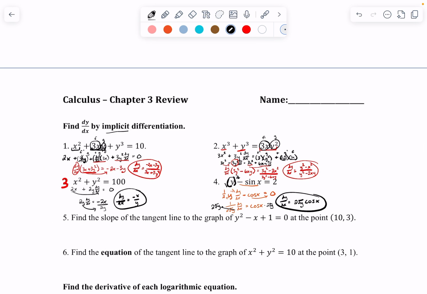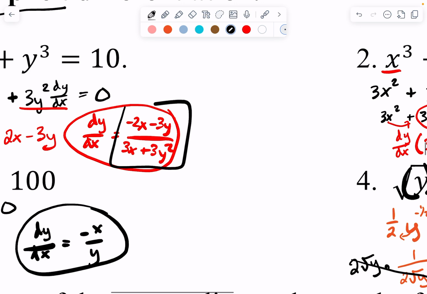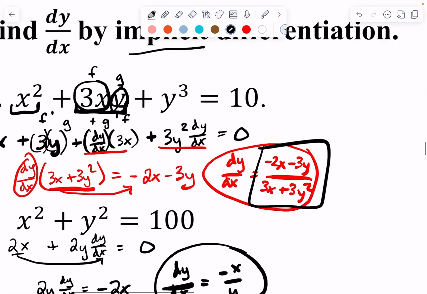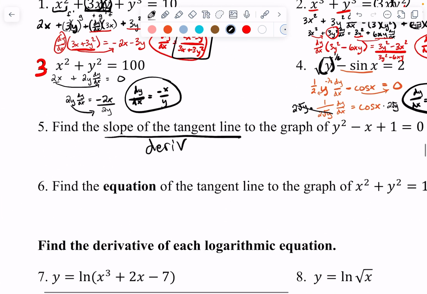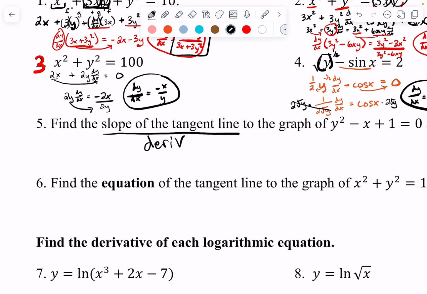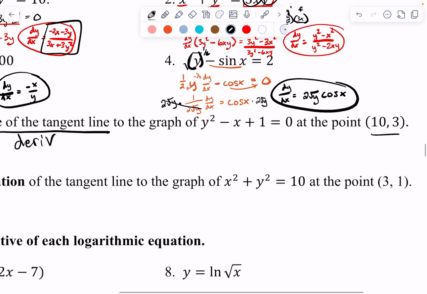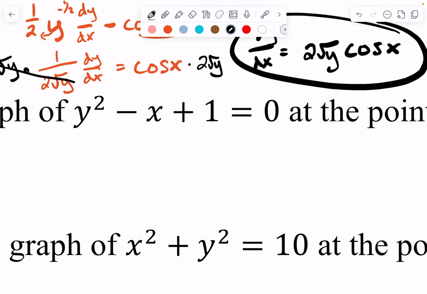Number 5, find the slope of the tangent line. That's just saying find the derivative of the graph at the point (10, 3). So I have to find the derivative and plug in that point, so I'm going to get a single number. Derivative all along means slope of tangent line. How can this be a slope, isn't a slope a number? It is a slope. I just have to tell you what point to plug in, and in none of the ones up here did I tell you what point to plug in. That's why number 5 is more specific: find the slope, the single number, at this point.